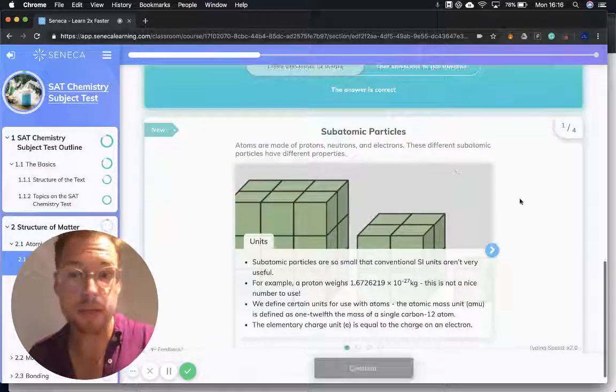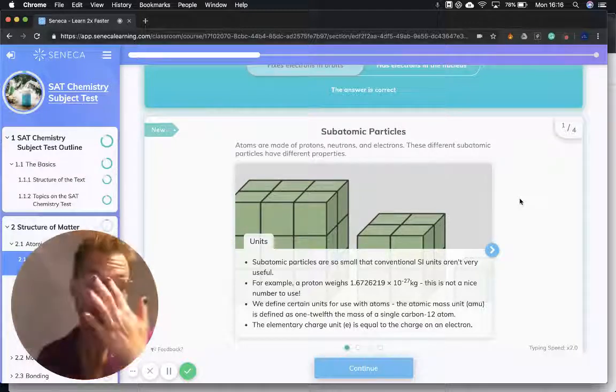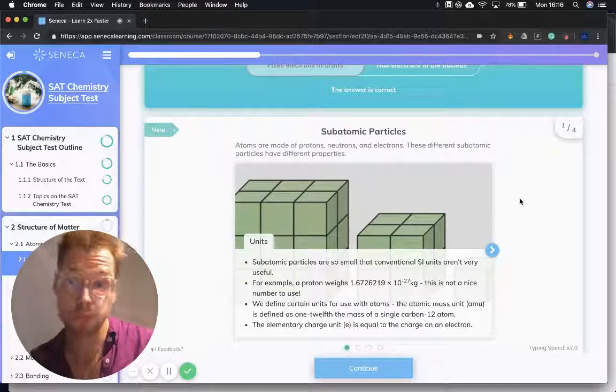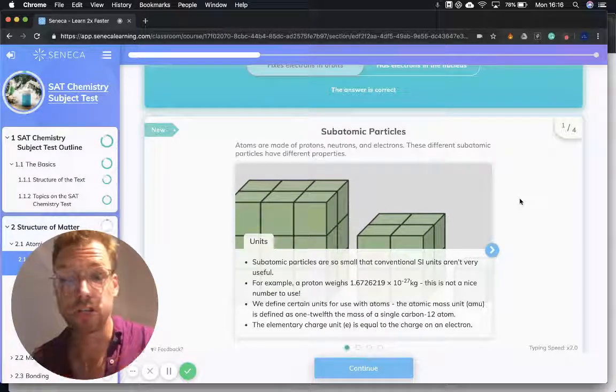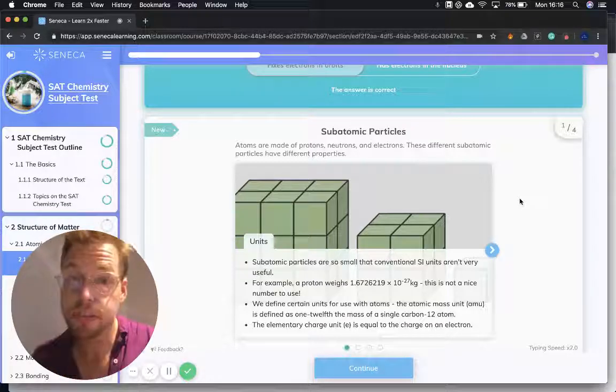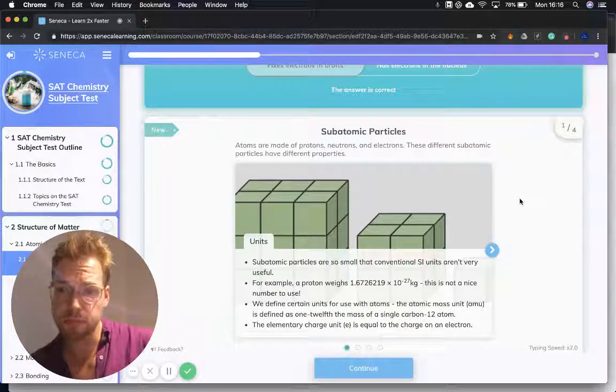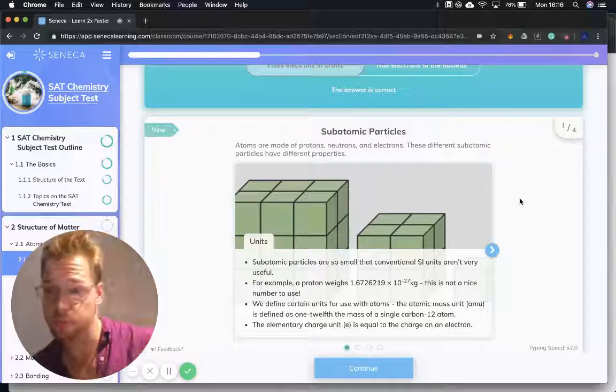Let's now talk about some subatomic particles. So, atoms are made of protons, neutrons, and electrons. They're a great little trio. And these different particles have different properties and characteristics, and I'm going to go through them now.